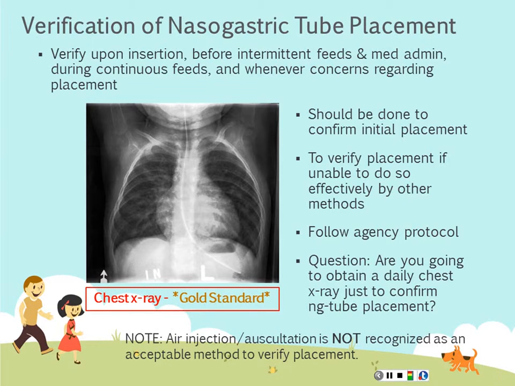So after we've assessed our patient and we've assessed the external appearance of the enteral tube, we want to turn around and look at how else we are going to verify placement, because it can look just fine outside and it could still be down in their lungs versus in their stomach, or it could be pulled back further than it needs to. So we always want to verify placement upon insertion, before intermittent feedings and med administration, routinely during continuous feeds, and whenever there are concerns regarding placement.